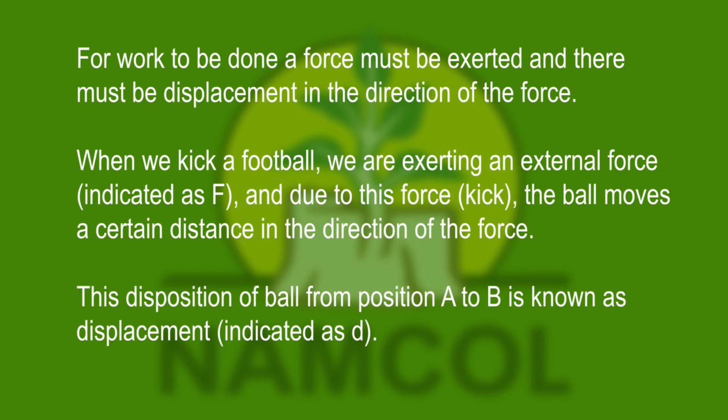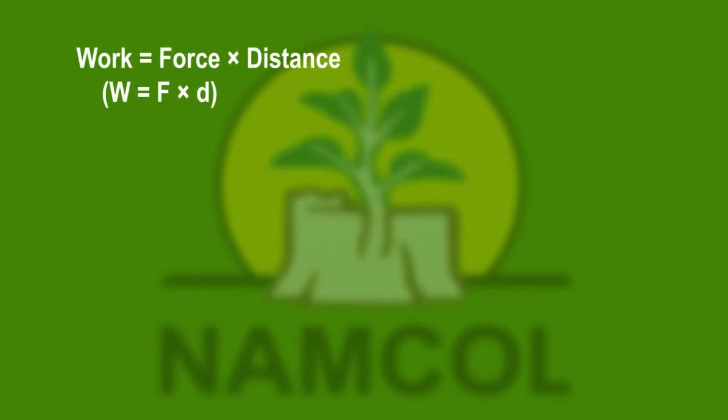This displacement of the ball from position A to position B is known as displacement, indicated as a small letter d. This work is said to be done and can be calculated as W = F times d. Work is equal to force times distance, and that is equal to F times d. The unit of work is joules, indicated as a capital letter J.